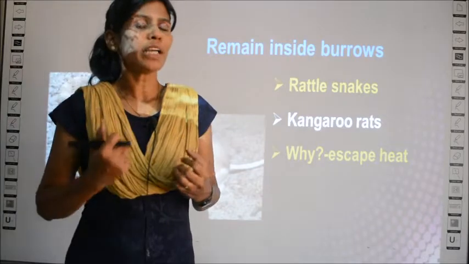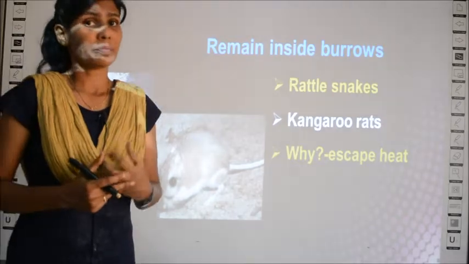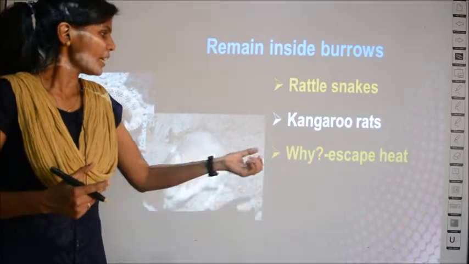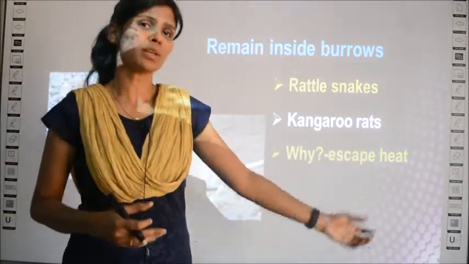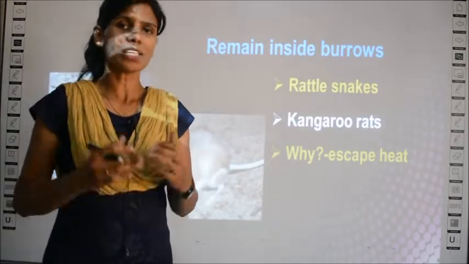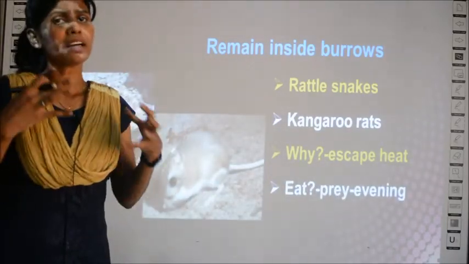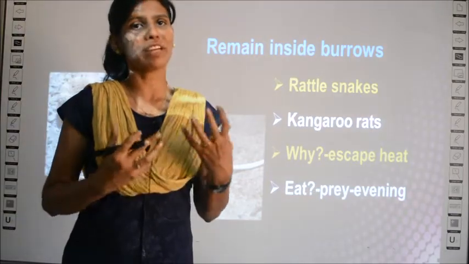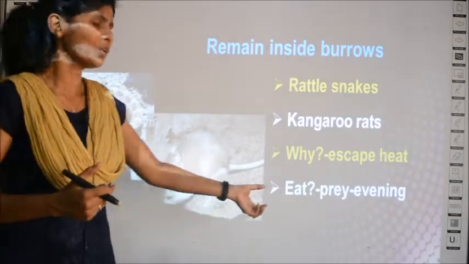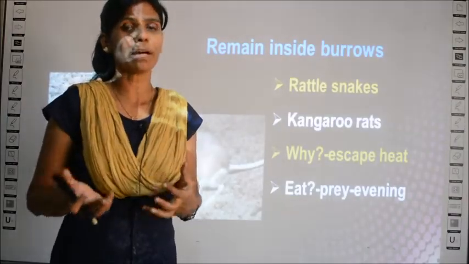Okay, if they remain inside the burrow, how does it help the animals in getting adapted to the environment? By remaining inside the burrow, they can escape from the heat. They do this only because they have to avoid the high temperature that exists on the surface. That's why they dig the burrow and go inside to escape from the heat. And if they are going to stay inside, how will they get their food? How do they eat? How will they keep themselves alive? They will search for prey during the evenings. When the temperature comes down, during that time they will come out of the burrow.